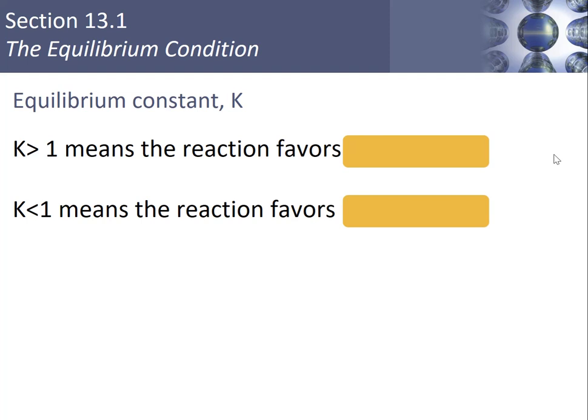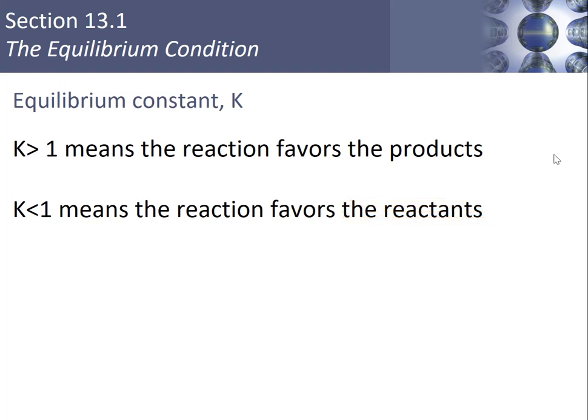The reaction would favor the products. Okay? If it's greater than 1, because it's products divided by reactants. Therefore, if K is less than 1, our equilibrium position will lie towards the reactants. That means I'm going to have more reactants than products when I reach equilibrium.